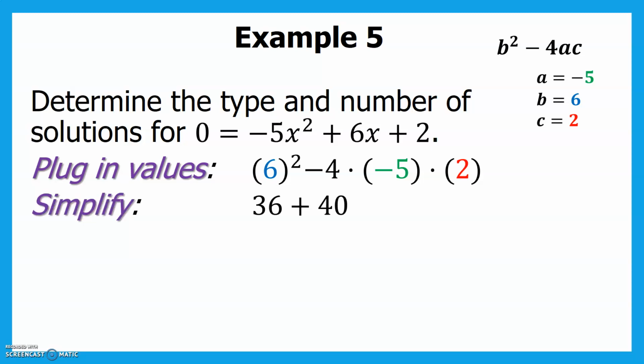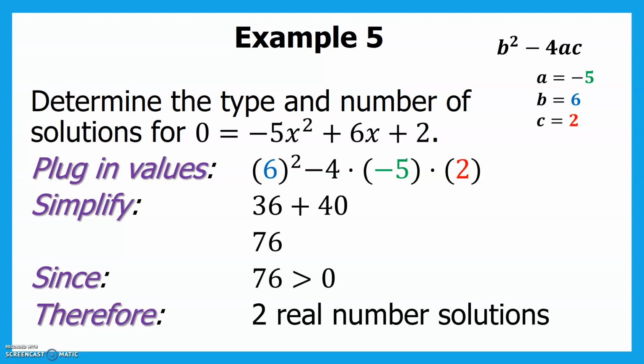I'm going to simplify. 6 squared is 36. Negative 4 times negative 5 is positive 20 times 2 is 40. So I get 36 plus 40. I add those together and I get 76. And since 76 is greater than 0, I get 2 real number solutions. So it crosses the x-axis in 2 places.